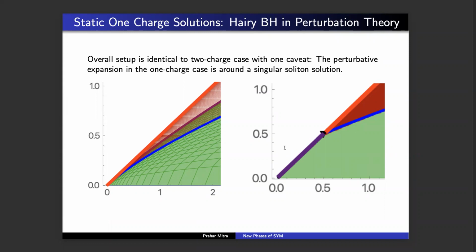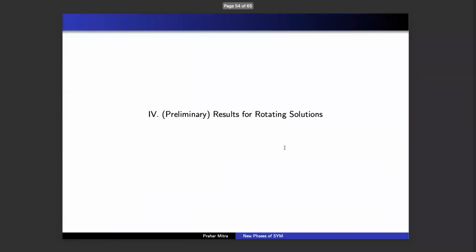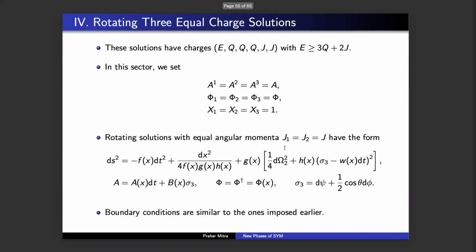Good. Okay. So in the last few minutes, let me tell you some of the results that we have for rotating solutions. There's not much to report apart from a few plots. So in this case, I'm just turning on rotation. I'm going to show you results for this case where there are 3 equal charges, Q, and 2 equal angular momenta. This was the case for which George Santos and Julia have already published their numerical results in 2018.